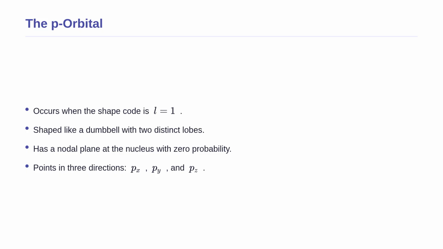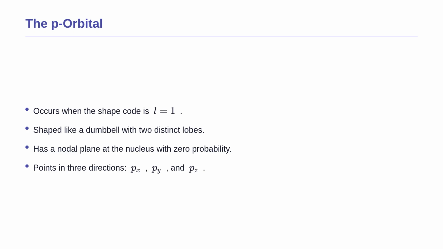Moving up in complexity, when the shape code l equals 1, we get a p orbital. Unlike the perfectly spherical s orbital, a p orbital has a specific direction and looks like a dumbbell split into two distinct lobes. Right between these two lobes, exactly at the nucleus, there is a nodal plane. A nodal plane is a flat, invisible sheet of space where there is absolutely zero chance of finding an electron.